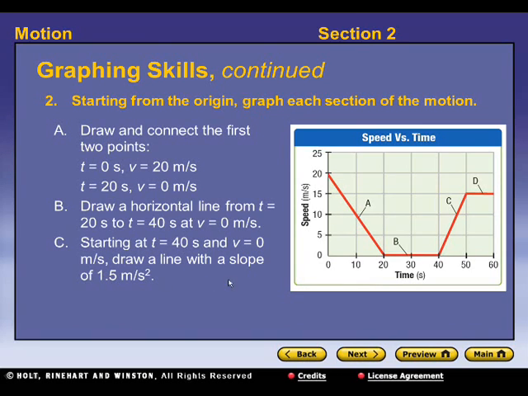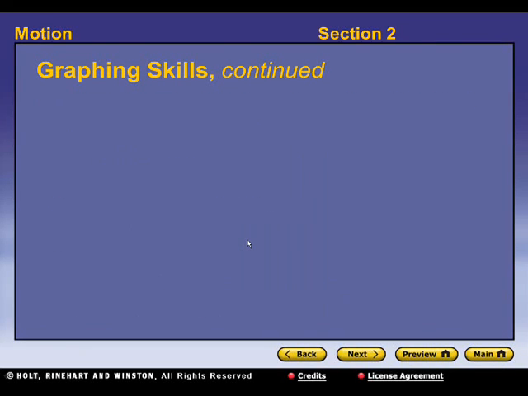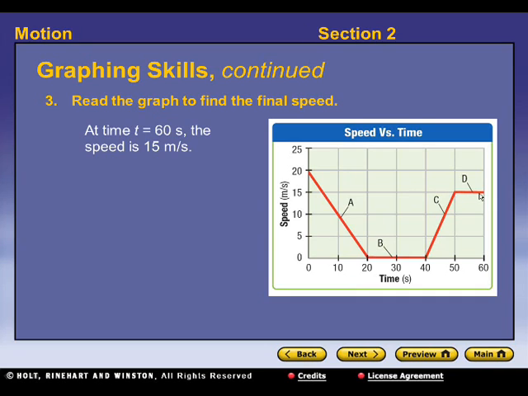And then at 40 seconds, its velocity was 0, and you draw a line with a slope of 1.5 meters per second squared. So in 10 seconds, it's gone up to 15 meters per second. And then it was at constant velocity again. So draw a horizontal line from t equals 50 seconds to t equals 60 seconds at 15 meters per second. This horizontal line just means a constant velocity of 15 meters per second all during that time. So read the graph to find the final speed at t equals 60. The speed was 15 meters per second, so that is the final speed.